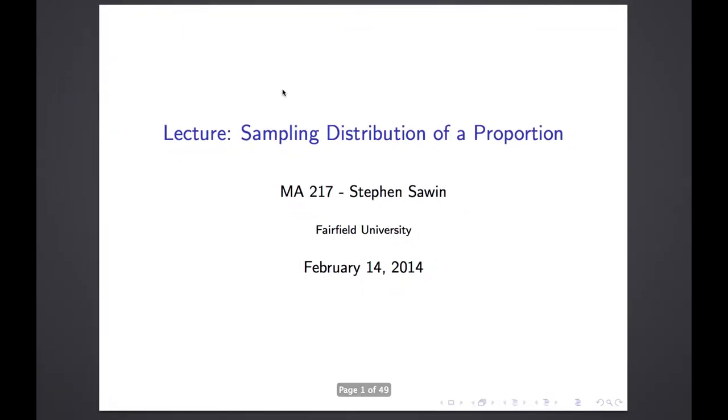This is the Math 217 lecture on the sampling distribution of a proportion. This is the beginning of a major transition. We're going to take what we learned about probability and in particular random variables and apply it to what we did early in the semester, which was all about variables, populations, samples, and ultimately we will use this to infer information about the population from knowledge of the sample.